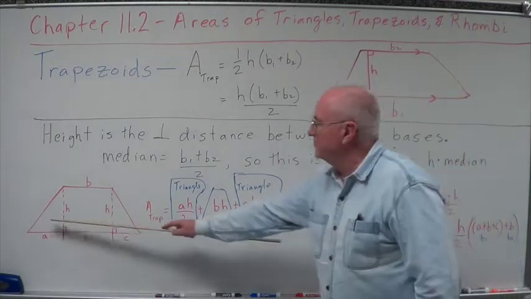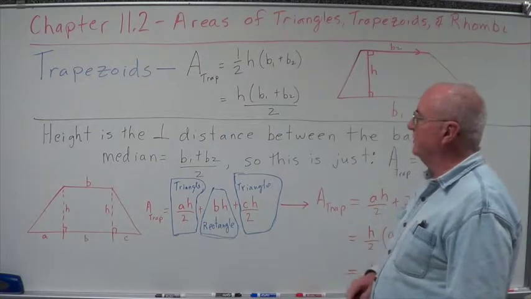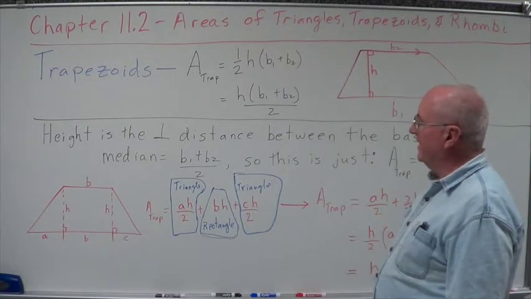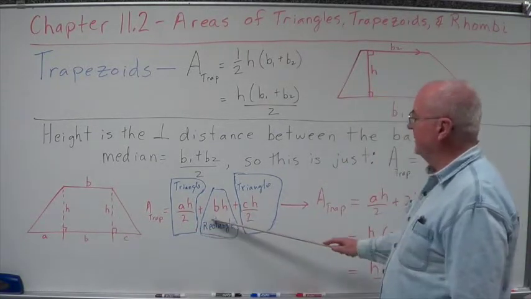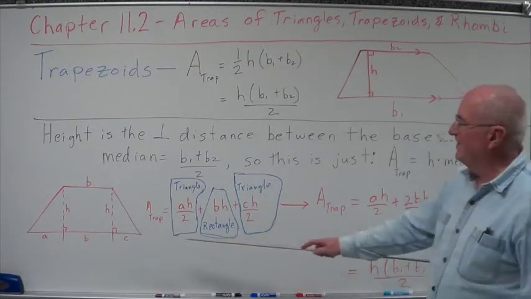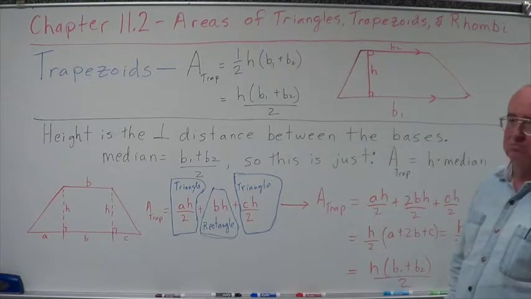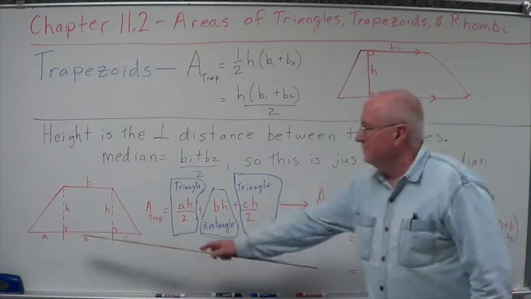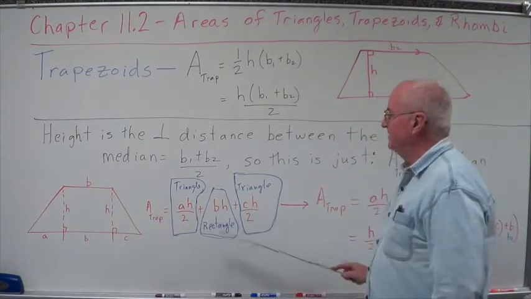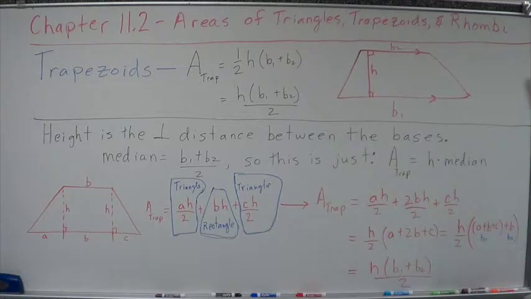So, first triangle, A times H divided by 2. Area of the triangle. Area of the rectangle, B times H. Got that? Plus the area of the last triangle, C times H divided by 2. Got a triangle? That's that one. Got a rectangle? That's that one. Triangle? That's that one. Add them together, we ought to get the area of the trapezoid. So, let's put that on here.